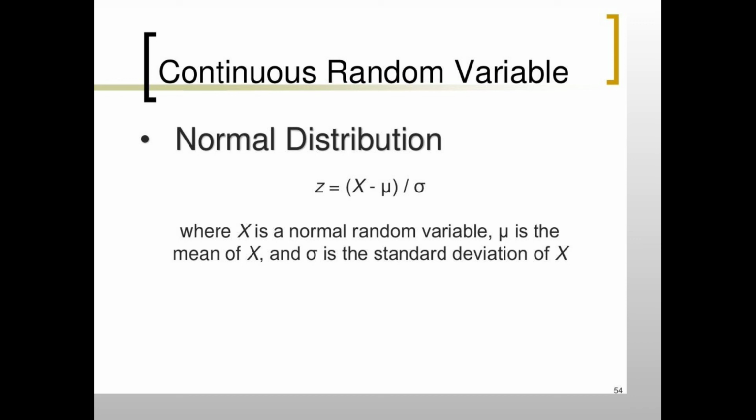Let's go for the normal distribution. Here z is given as x minus mu by sigma, where x is a normal random variable, mu is the mean of x, and sigma is the standard deviation of x.